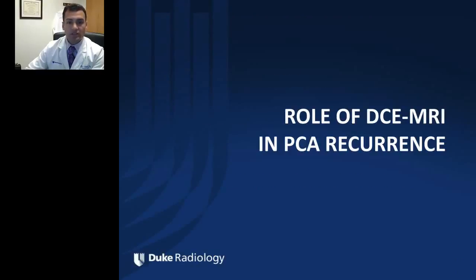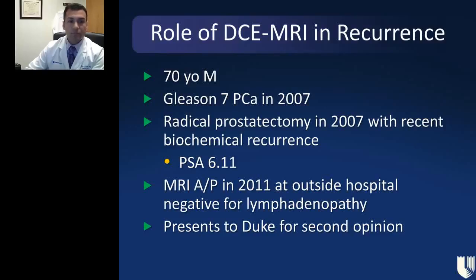So I'd like to show an example of the role of dynamic contrast enhanced imaging in the setting of PCa recurrence. This is a 70-year-old male who has a Gleason 7 prostate cancer diagnosed in 2007, underwent a radical prostatectomy in 2007 with recent biochemical recurrence. The PSA is now 6.11. In 2011, the patient underwent an MRI of the abdomen and pelvis, simply looking for lymphadenopathy. It was negative, and presented to Duke for a second opinion, as the biochemical recurrence was certainly very worrisome.